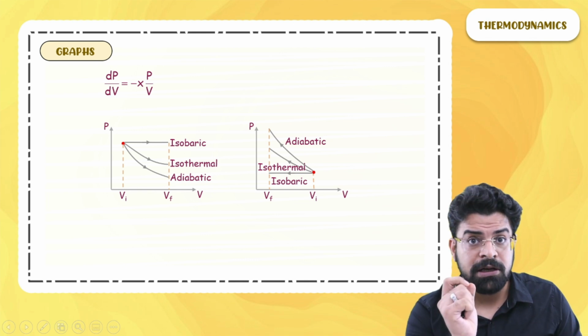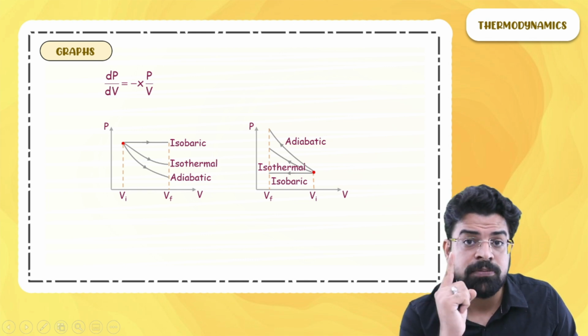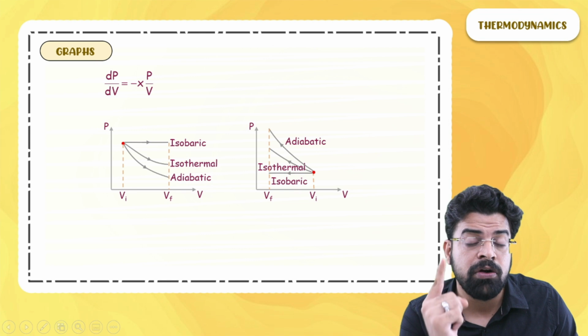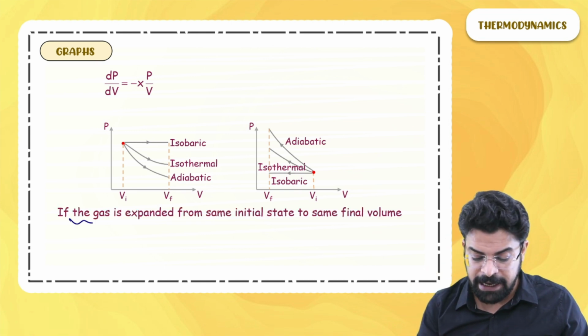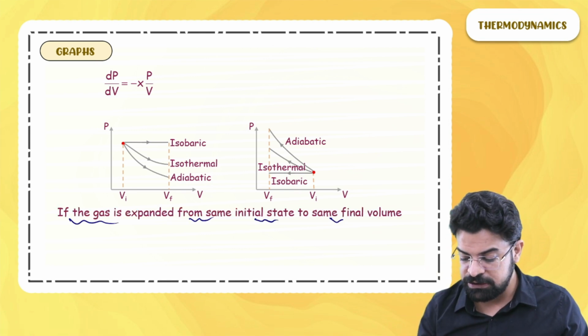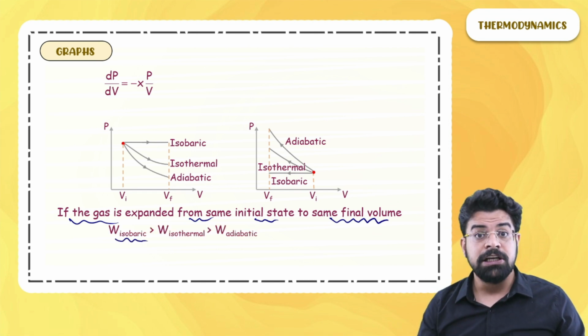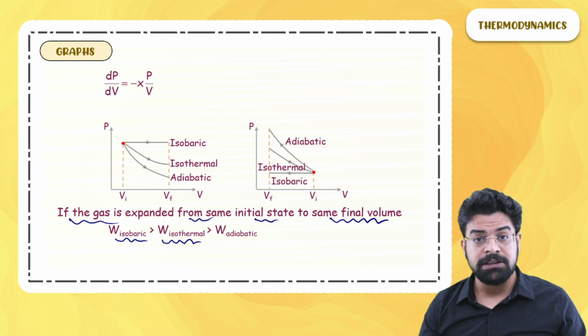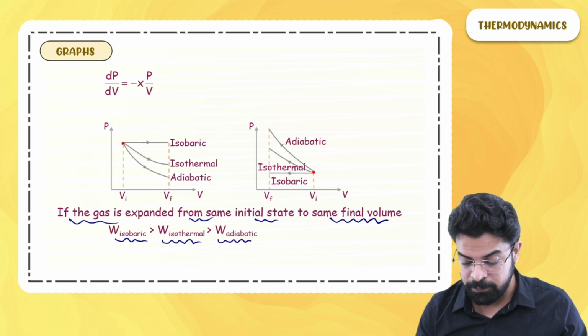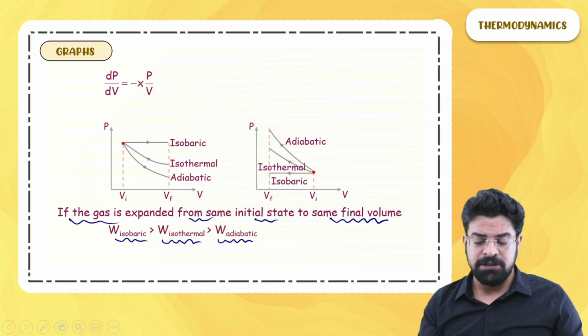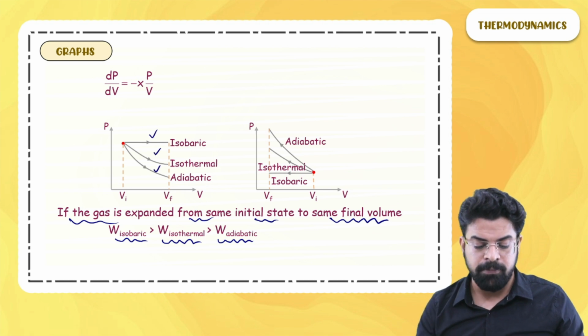So work done in isobaric expansion from same initial state to same final volume will be highest. So if the gas expands from same initial state to same final volume, then the work done in isobaric process is more than the work done in isothermal process, and that is more than the work done in adiabatic process. As the gas expands, the work done in all three cases will be positive.